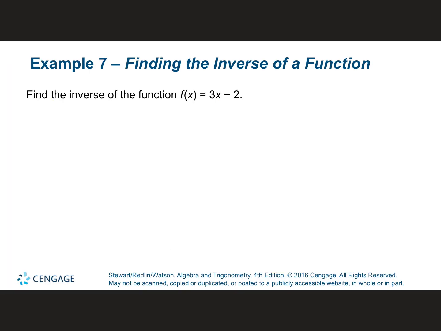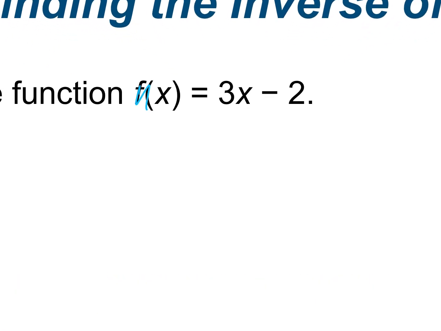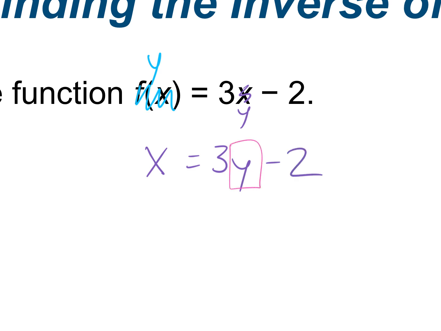So let's do example 7. We want to find the inverse of the function. So I'm going to change f of x to be y. Now I want to flip the x's and y's. So my y I'm going to change to be x. The x I'm going to change to be y. So I have x is equal to 3y minus 2. Now we want to solve our equation to be y equals.